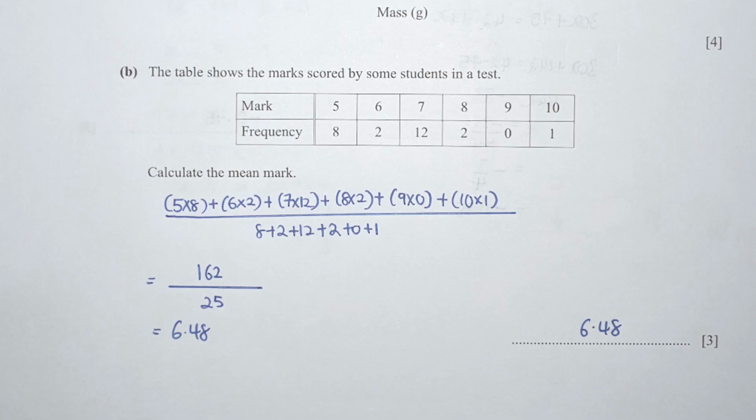As for you to calculate the mean, all you need to do is to multiply the frequency with the marks and then divide by the total marks here. The total marks is for you to calculate from the frequency, because it represents the total amount of students there. So 8 plus 2 plus 12 plus 2 plus 0 plus 1, that will be your denominator, which is 25. So after the calculation, you will get 6.48 as your final answer.